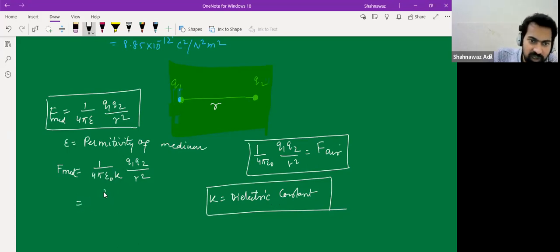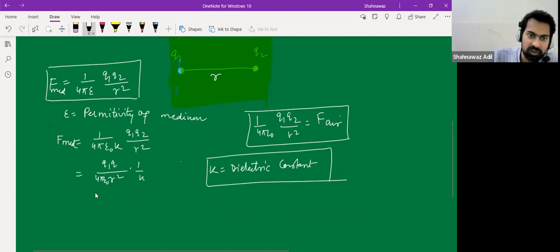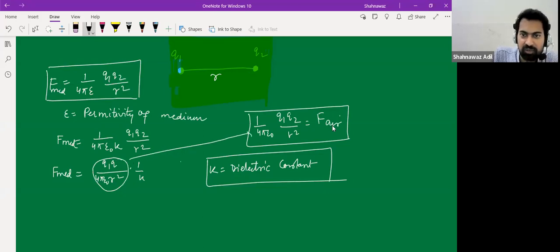So this is Q1 Q2 by R square and 4 pi epsilon naught, and then this is 1 by K. We can rewrite it like this. This we know is F air. So this would be F air by K. That is how we get F air by K. Now, do you understand?